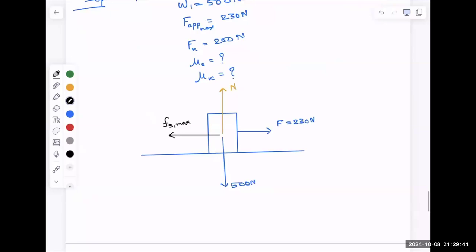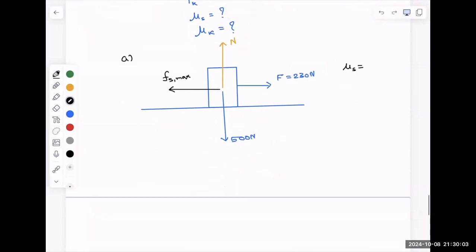So that's my question. Now I need to find what is my mu s. So using these conditions, I can find my mu s. This is condition number A, right? So now let's solve for condition number A first.